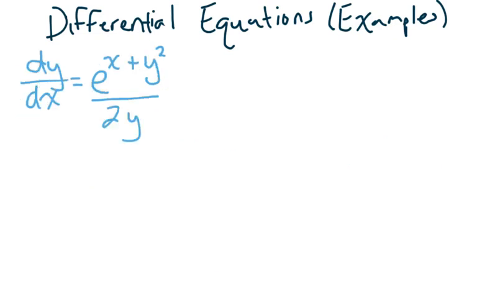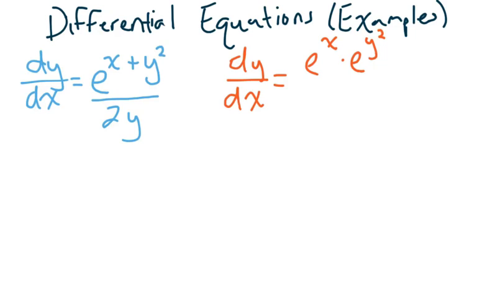This one looks a little more complicated. We have dy dx equals e to the x plus y squared over 2y. Now, very often, addition is a bad sign when we're trying to solve these things, when we're trying to separate these things. So before I try to separate, I'm going to try to change that addition to a multiplication if I can. And of course I know exponents that are added together can be changed to multiplication with the same base for the exponent. So we know that e to the x times e to the y squared is the same thing as e to the x plus y squared.